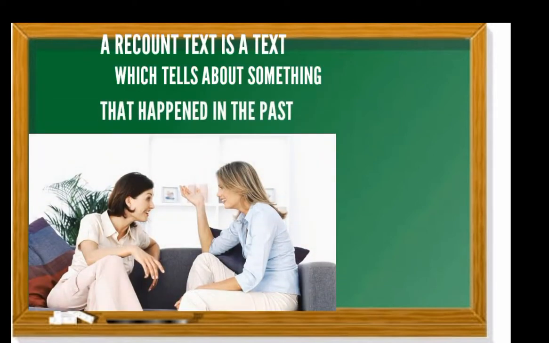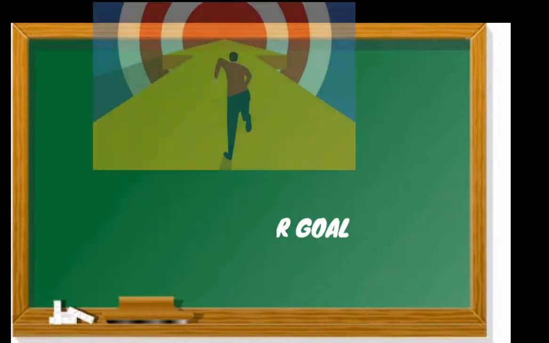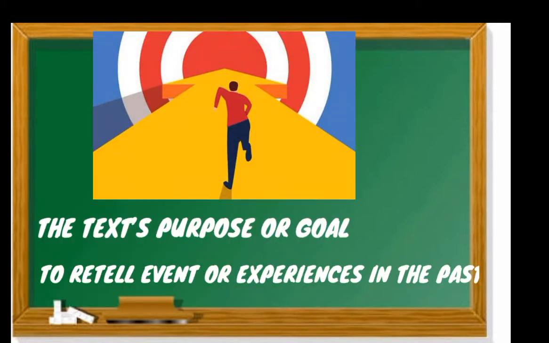A recount text is a text which tells about something that happened in the past. It talks about what happened, who was involved, where it took place, and when and why it happened. The text's purpose or goal is to retell events or experiences in the past to the reader or listener.